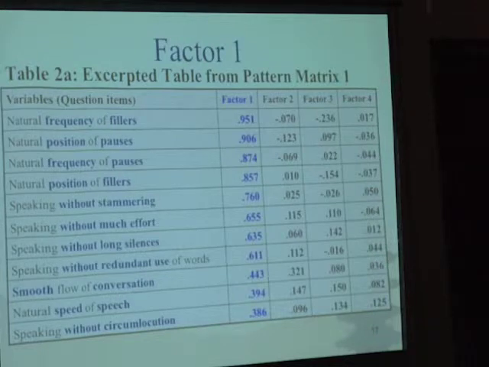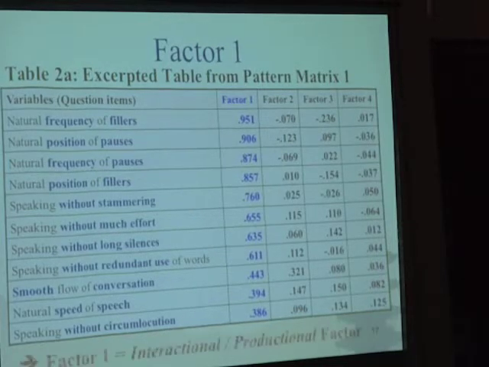Here are the components of factor 1. Factor 1 has more influence on the following 11 variables, such as the frequency and position of fillers and pauses, speaking without stammering, speaking without much effort, speaking without long silence, etc. All of the variables are related to the flow of speech and the actual production of speech interaction. Therefore, I named this factor the interactional production factor.